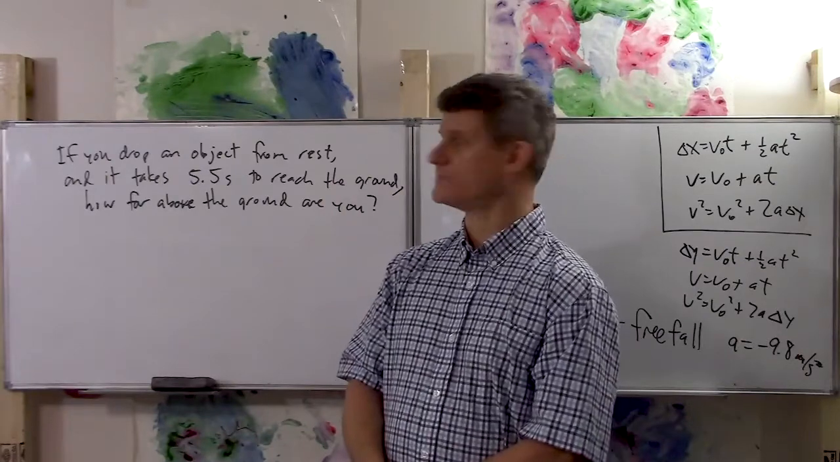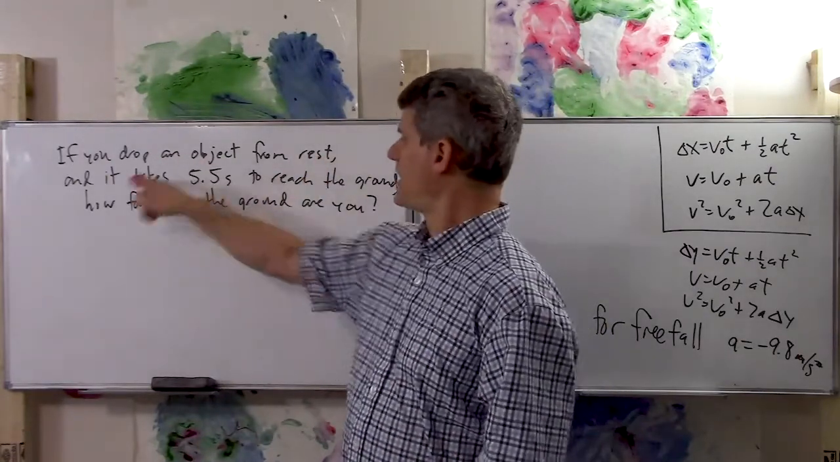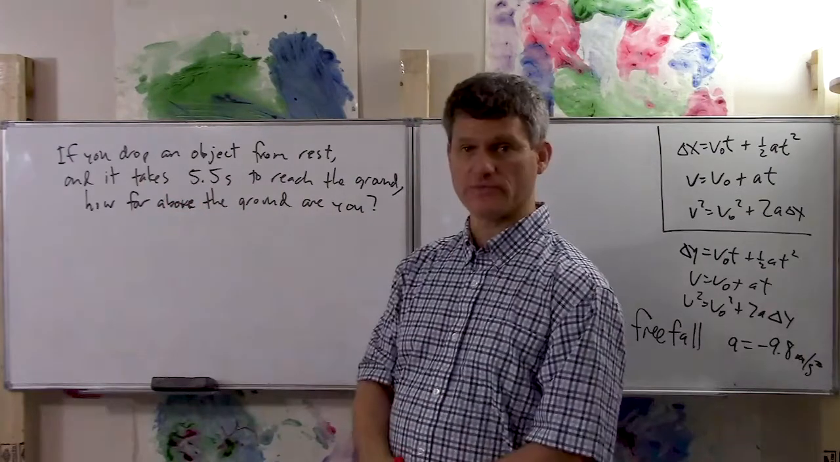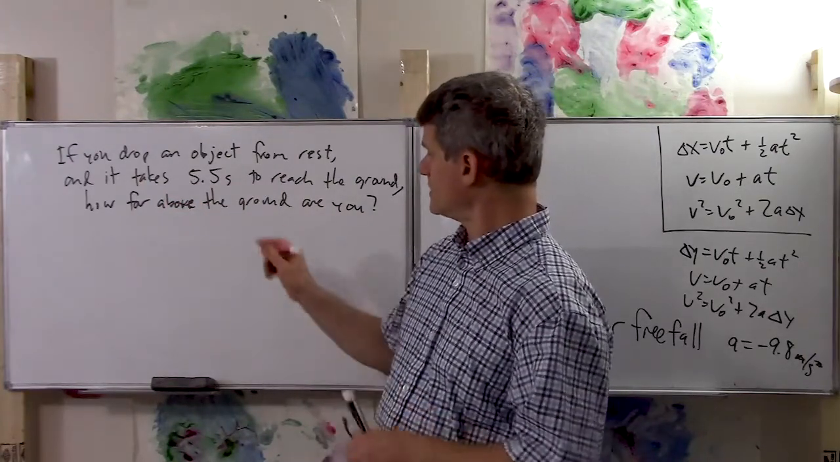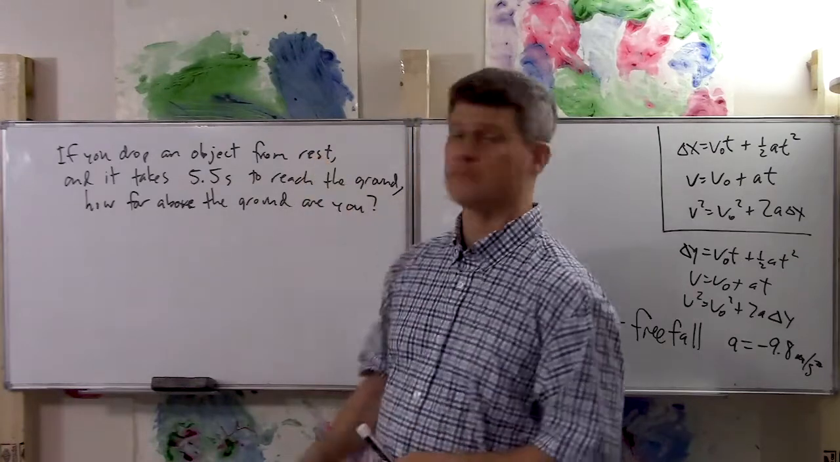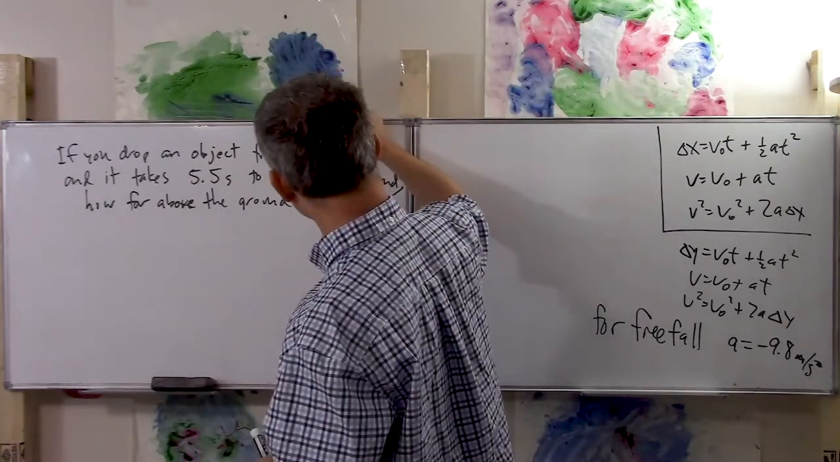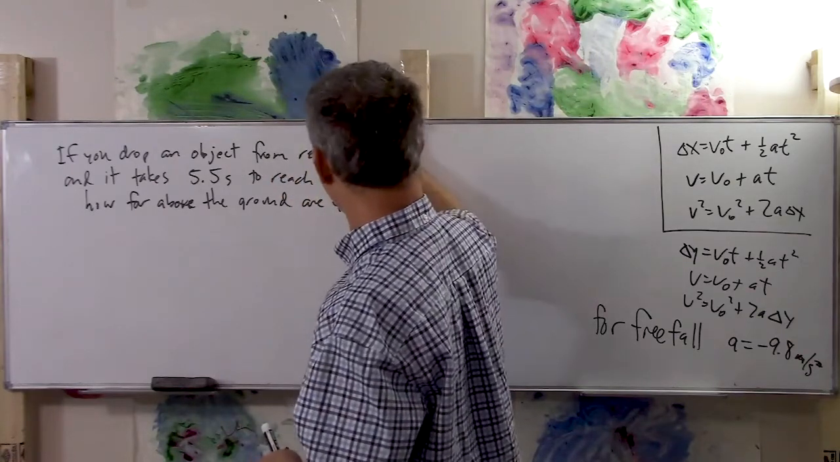So now let's do some examples. If you drop an object from rest and it takes 5.5 seconds to reach the ground, how far above the ground are you? So let's look at the quantities in here. From rest means that it started from rest. That's going to be our v0. Our initial velocity is 0.